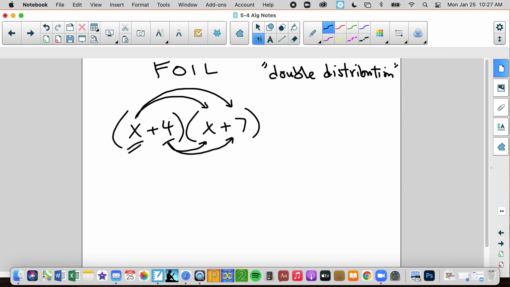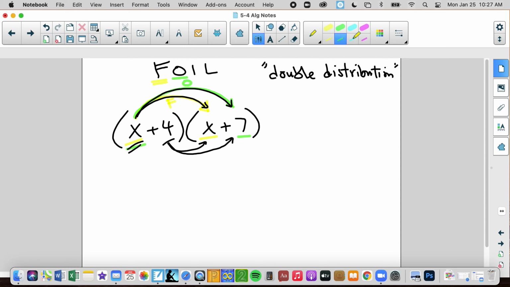But if we look, we see that when we take the first and multiply that, that is the first. It's the first in the binomial times the first. And then that next distribution is the first times the outside. So we notice that that is the outer. This is the first. Then you multiply the outer two.